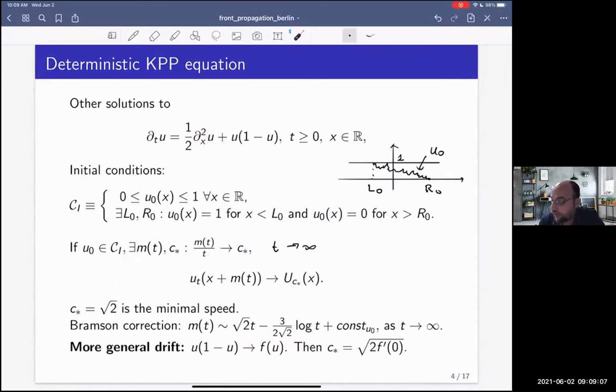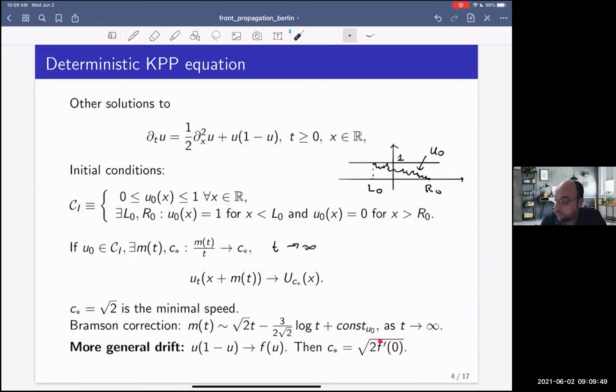The question we may also ask is, what happens in the more general case, instead of the reaction term u times 1 minus u, one might have f of u subject to some regularity conditions. In such a case, the speed is square root of 2 times the first derivative of the function at 0. Just pay attention that if the derivative is, for example, infinity, it implies that the speed of propagation to the right of this equation is infinity.